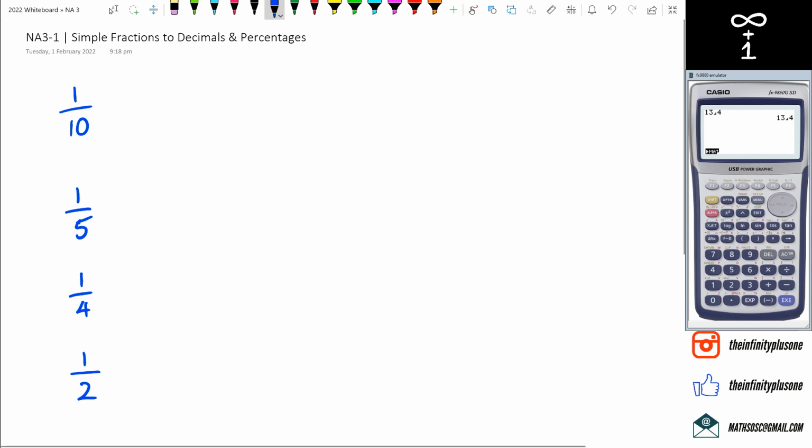Hey guys, in this session, we're going to be looking at simple fractions to decimals and percentages. A really good thing, probably before you watch this video, is to go back and have a look at the previous videos in this series, because there are a lot of things that I'm going to rush through a bit in this particular video. And of course, watching that series would help you out a lot.